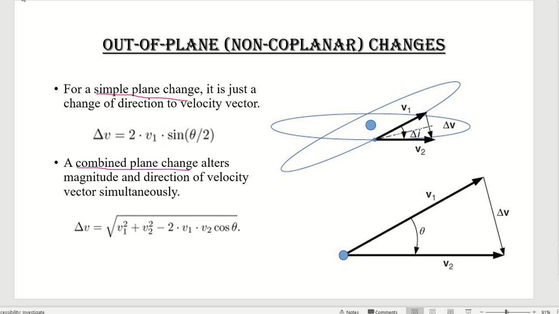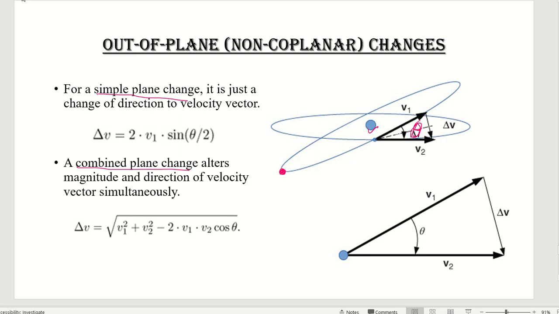So here look at this figure. Assume that this is our main body, and our satellite is orbiting initially in this orbit. Now we have to change its orbit. We are not going to change the size of the orbit, we are maintaining the size of the orbit, but we are changing the inclination. So we have to change some theta angle. Assume that this delta I is equal to theta.